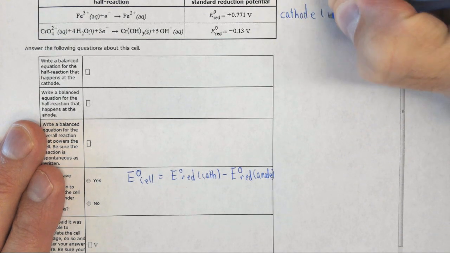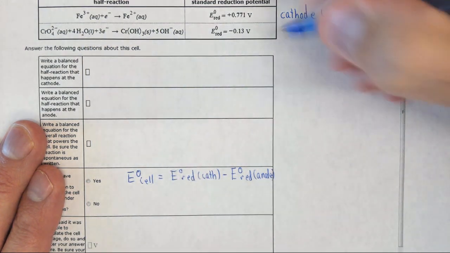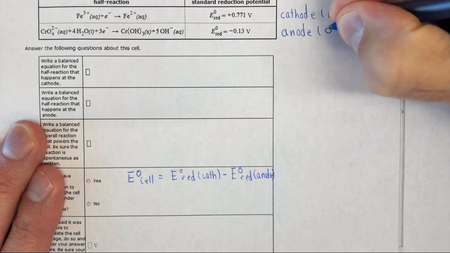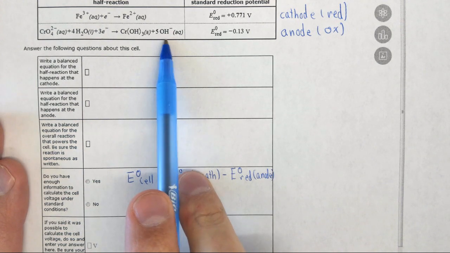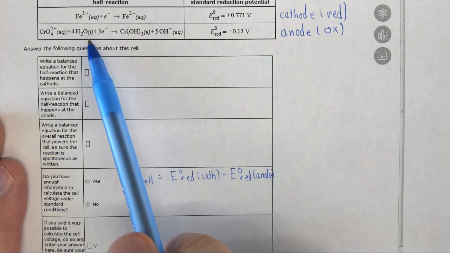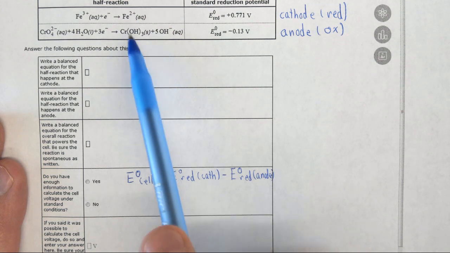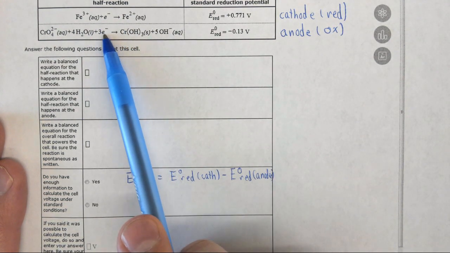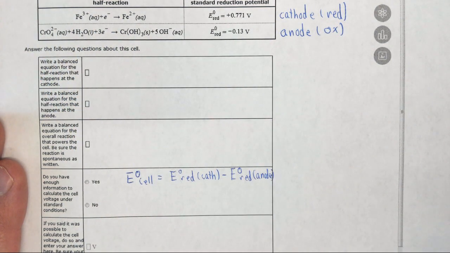And at the cathode, reduction is occurring. Said another way, this reaction is occurring as written. This must be the anode, and here oxidation is occurring. So this reaction isn't actually occurring. What's actually occurring is the reverse of this reaction, where electrons are being lost, not gained. These are reduction potentials, so in both cases electrons are on the reactant side. However, what's actually occurring is the reverse reaction of this, or oxidation.